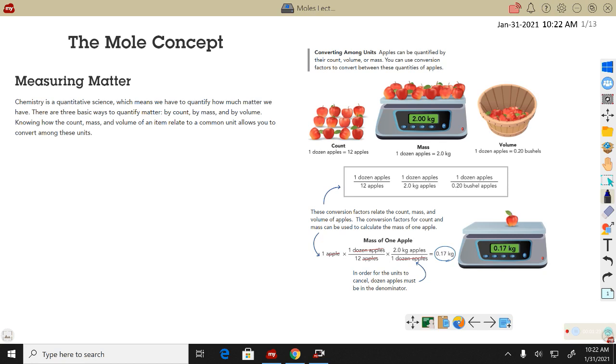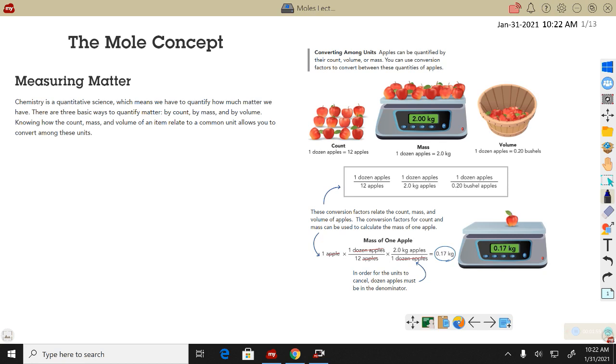And that's what we're setting up here in this first part of the unit, in that we can quantify apples by their count, in that 12 apples are a dozen. I can count 12 apples. Now, could I have 12 copper atoms? Of course. But I just personally won't be able to count them.